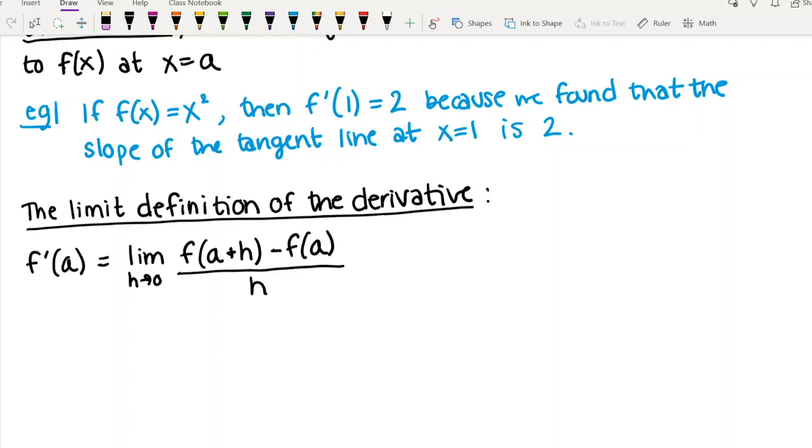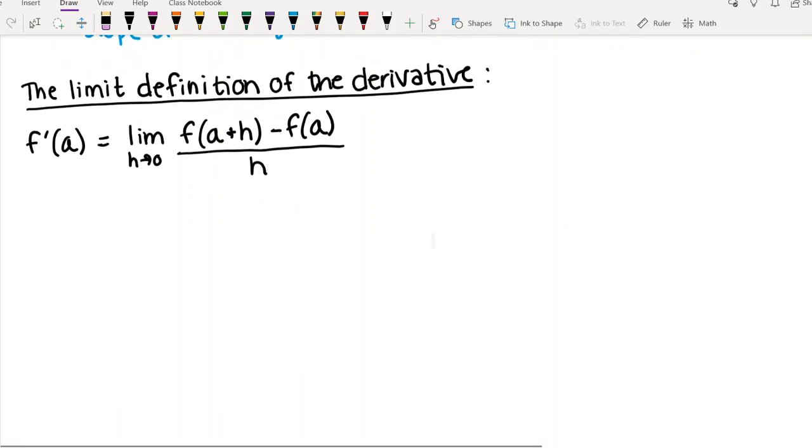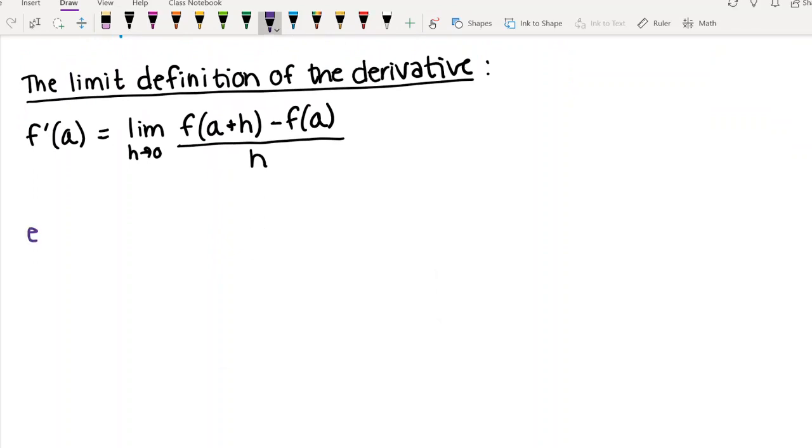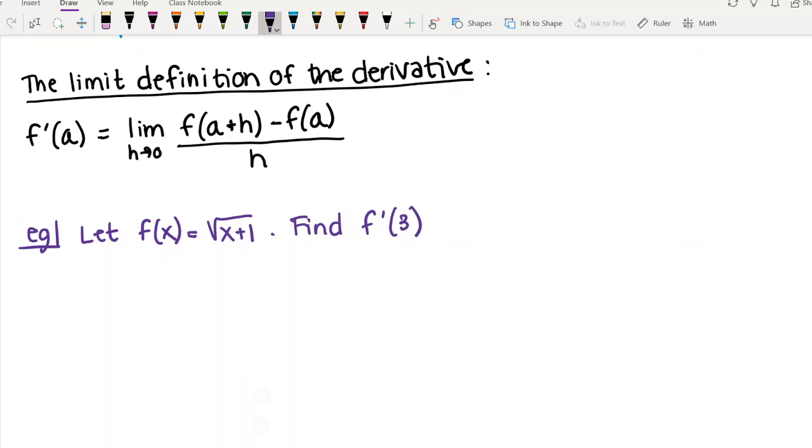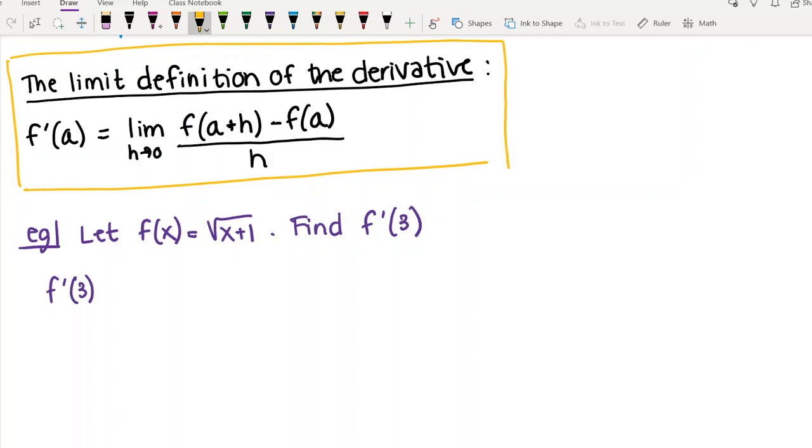Okay, so let's do some more examples. And we'll see that these examples are all going to bring in these different methods we have for evaluating limits. So let f of x be equal to the square root of x plus 1, and we are going to find f prime of 3. So f prime of 3, according to the definition that we have above, and maybe I'll put a box around this because it is very important, is going to be equal to the limit as h approaches 0 of f of 3 plus h. So I'm just replacing a with 3, and then the h stays there because that's our variable, essentially.